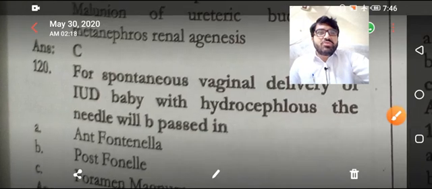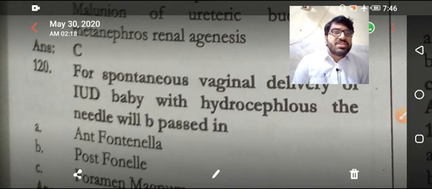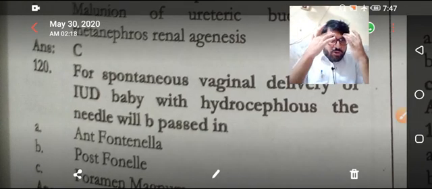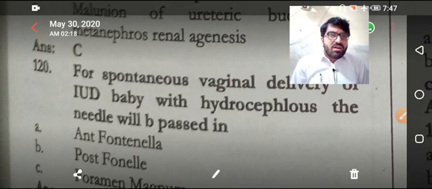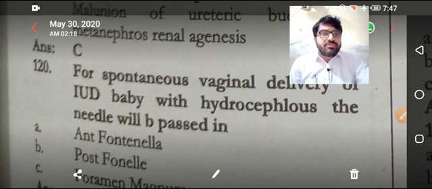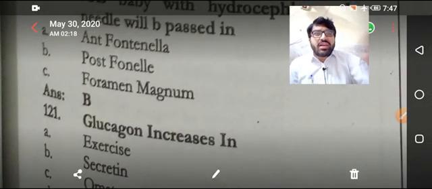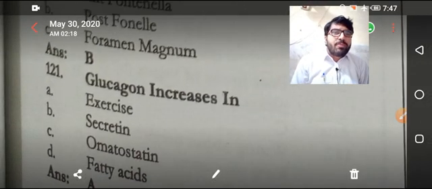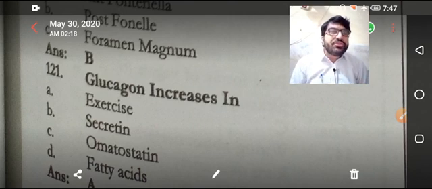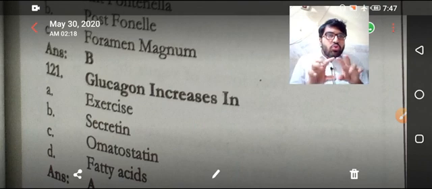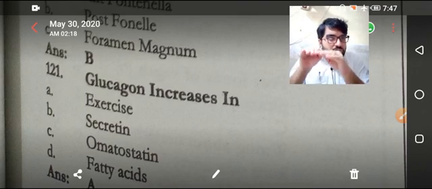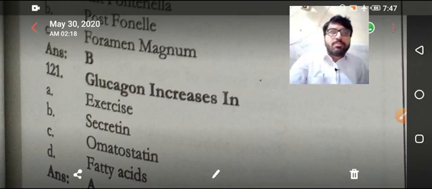For spontaneous vaginal delivery of a baby with hydrocephalus, the needle will be passed in the anterior fontanelle or posterior fontanelle. Again, a highly controversial MCQ. Do not know about the right answer, but follow the majority. Glucagon increases in exercise. During exercise there is sympathetic stimulation, and glucose enters the skeletal muscle by the opening of stretch receptor channels, and the insulin drops, so the glucagon goes up.